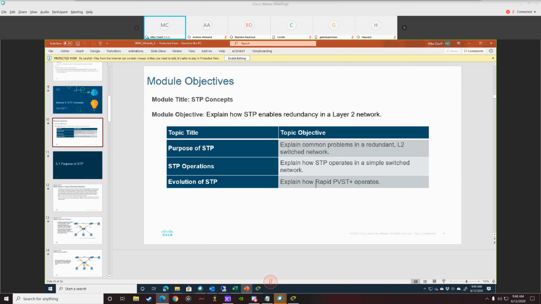Then we moved to Rapid and Per-VLAN STP. Basically 802.1D was the industry standard, which everybody used to follow. Then Cisco came up and said, well, this is good, but it's not going to work well. Why? That's why we started developing more versions of it, and we're going to go over that in a few minutes.